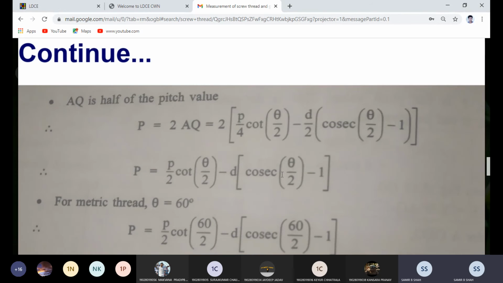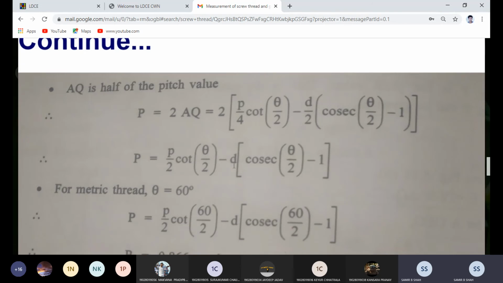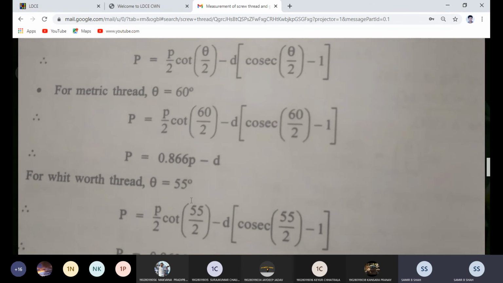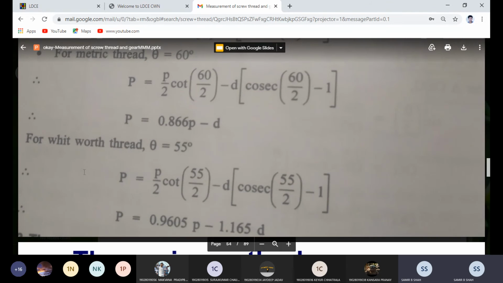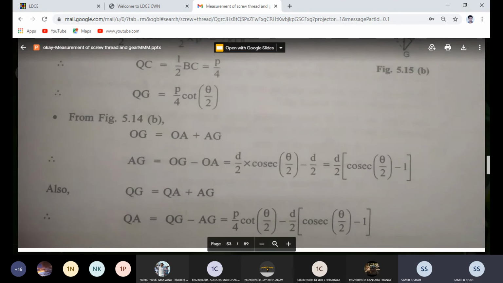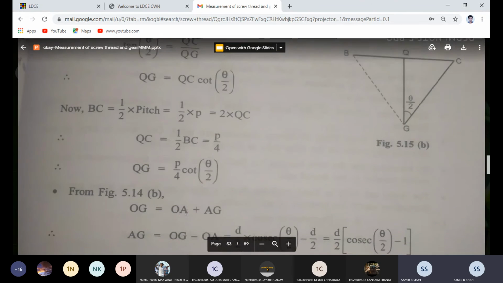Now in place of theta, if metric thread is there, then you remember that theta is equal to 60 degrees. So at that time, pitch P is equal to, we get 0.866 P minus D. And if Whitworth thread is there, then P is equal to 0.9605 P minus 1.165 D. Okay, so initially we find P in this way.